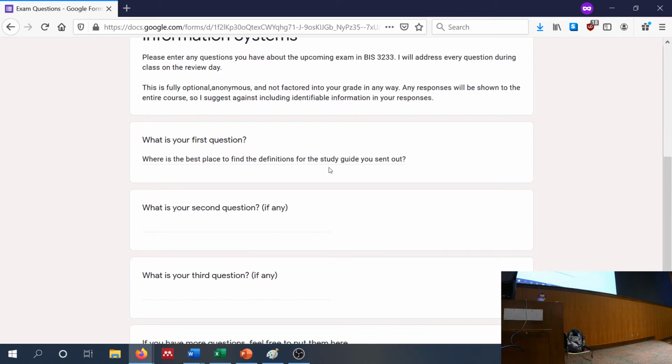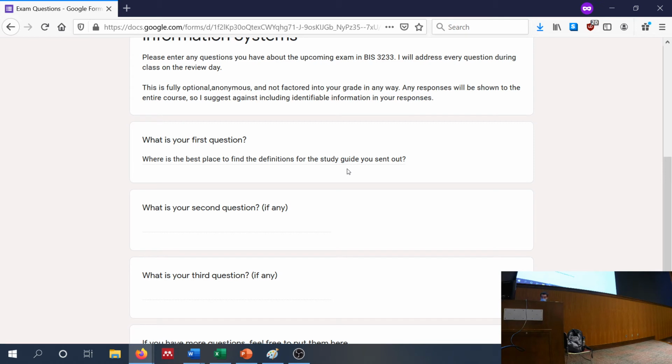Best place to find the definitions. I don't think there's going to be a single place to find definitions. I cover them in the lecture, talking about examples and stuff like that. That's probably going to match most closely with the exam, because I make the exam questions, not a test bank or anything. You could probably use any resource you wanted.